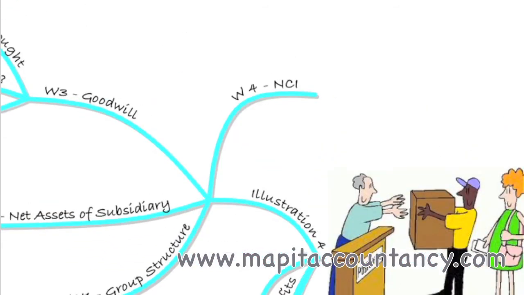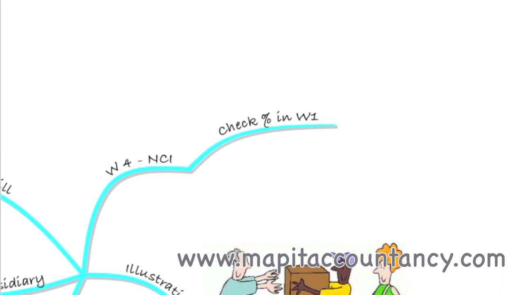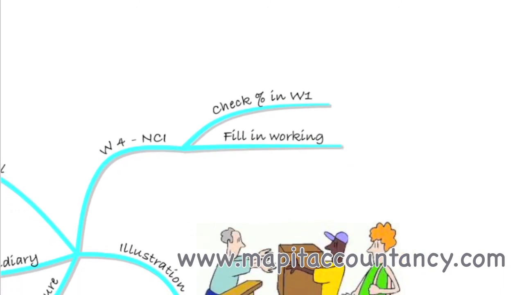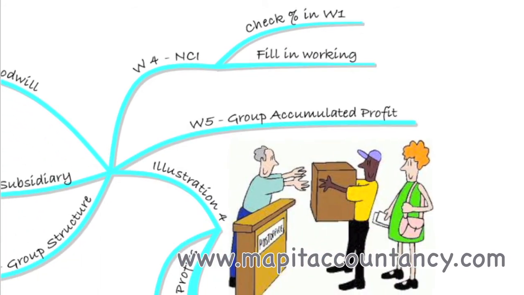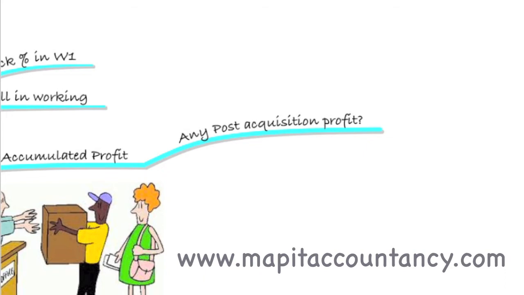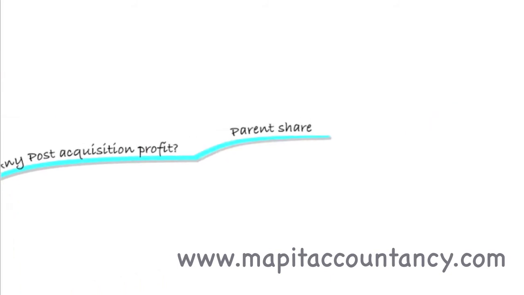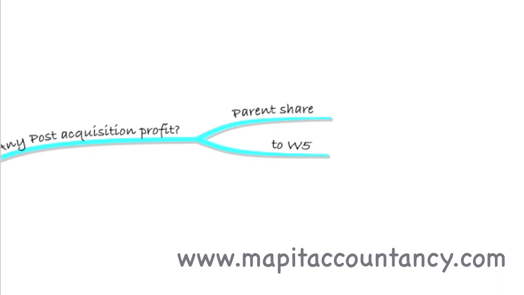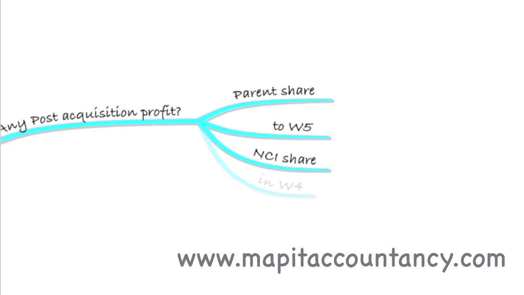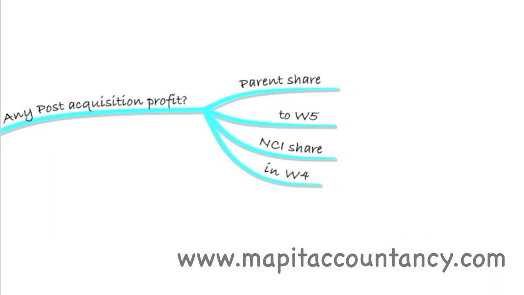Working 4 is our non-controlling interest. We need to check the percentage in working 1. And then fill that into our working for non-controlling interest. Working 5 is our group accumulated profit. We're thinking about any post-acquisition profits. If we have post-acquisition profits, we'll have to get the parent's share, and that will go to working 5. And then the NCI share will be included in working 4.